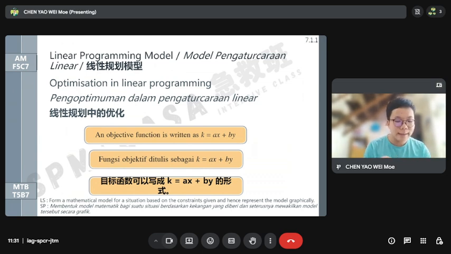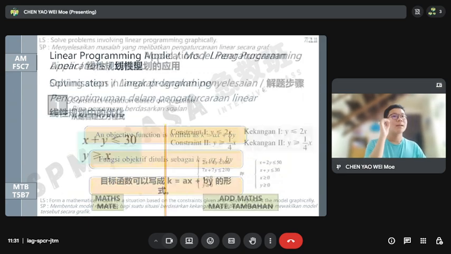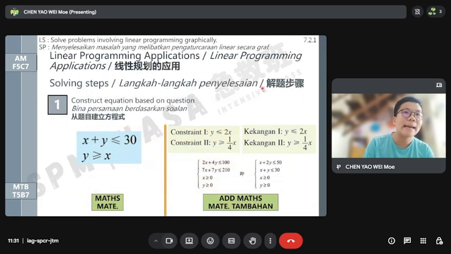We need to put a line, then we can use the line to find the maximum or minimum. An objective function is written as k equals ax plus by. K is just a representation for one thing. And for the solving steps for linear programming, in maths you do it like this, but in maths you need to put constraints, kekangan, to do the same job, but you need to put the constraint if the question stated.